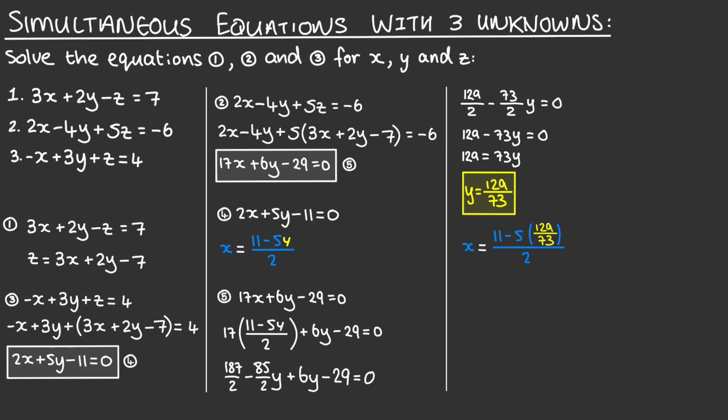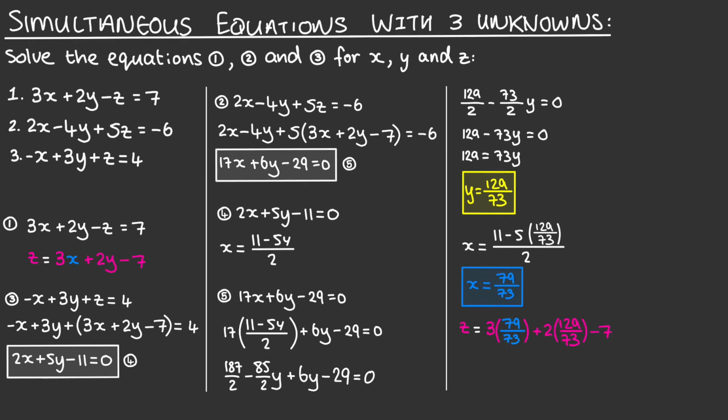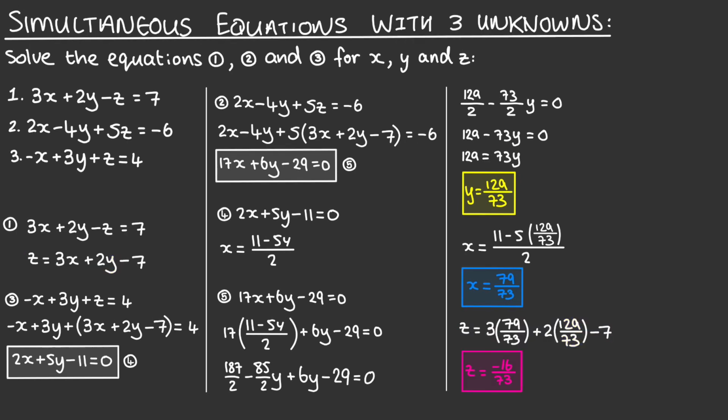We can take x that we found from equation 4 and substitute y in. Since this x only depends on y, we find that x is equal to 79 divided by 73. We can now take the value of z, which we found in equation 1, and substitute x and y in. And by simplifying this expression on your calculator, you find that z is equal to minus 16 divided by 73.